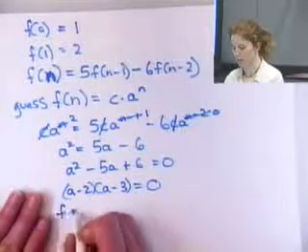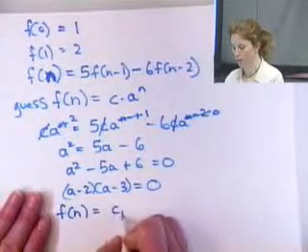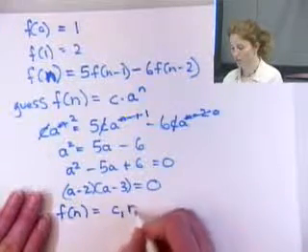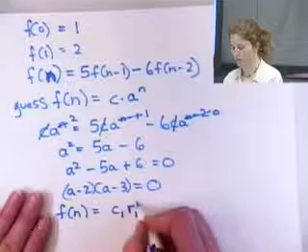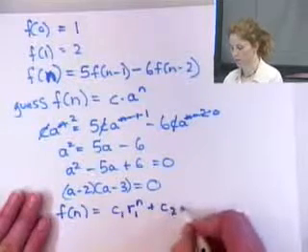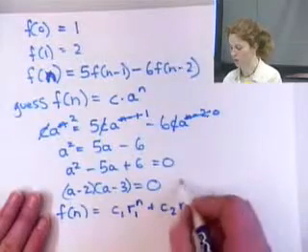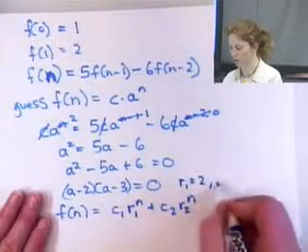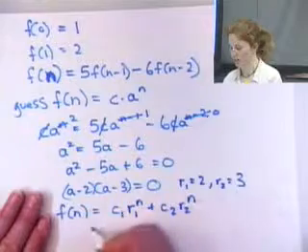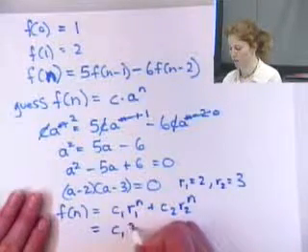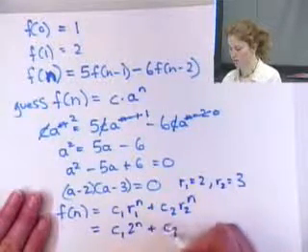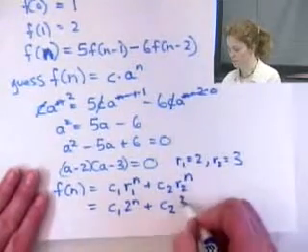So then I have to fix my guess. F of n must be a constant times root 1 to the n plus another constant times root 2 to the n. And R1 is going to be 2 and R2 is going to be 3. So this is going to be C1 times 2 to the n plus C2 times 3 to the n.